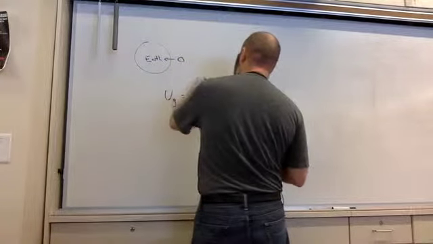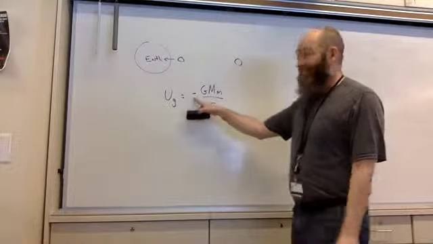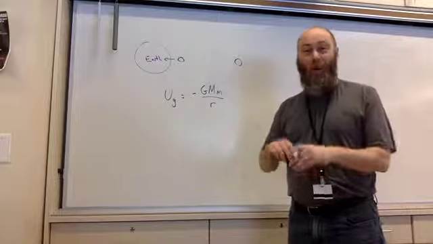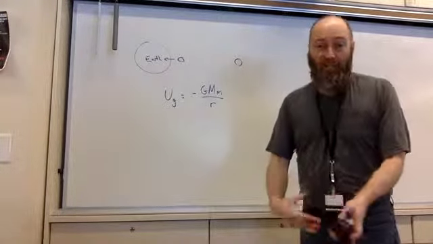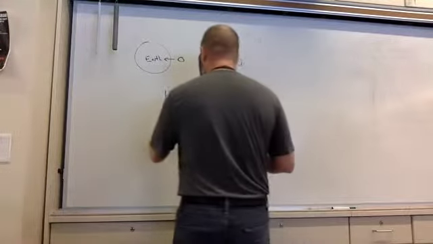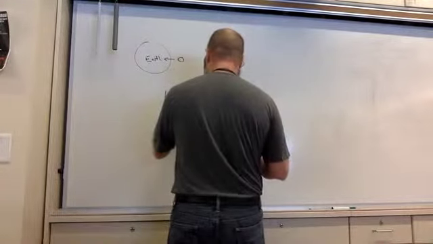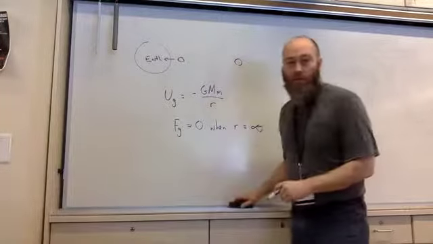Hopefully you guys remember this. The GMm over r equation. Remember the negative. The negative is there because the only place that you have zero potential energy is where you have zero gravity, and you have zero gravity when r is an infinite distance away.